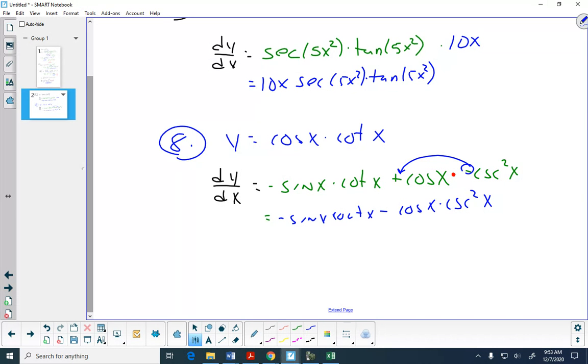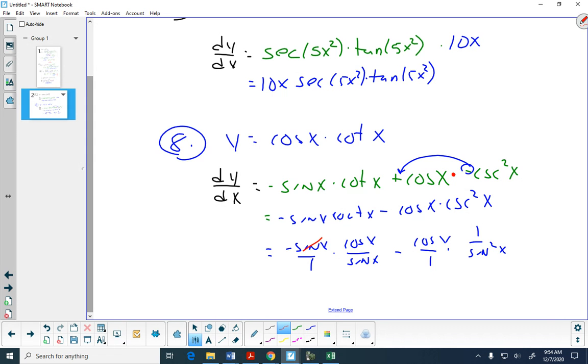In some books, if this is a problem in the book, this may not be the answer that's provided in the back of the book, because what they'll do is start utilizing trigonometric relationships. This is fine, but remembering fond memories, cotangent is cosine of x over sine of x. Here we have minus cosine of x over 1 times 1 over sine squared of x.